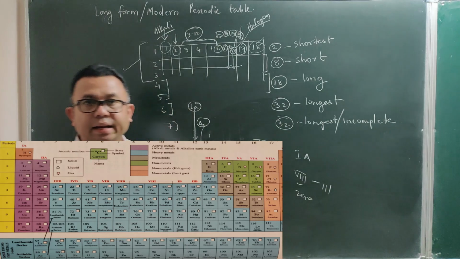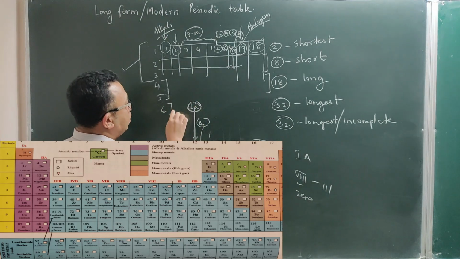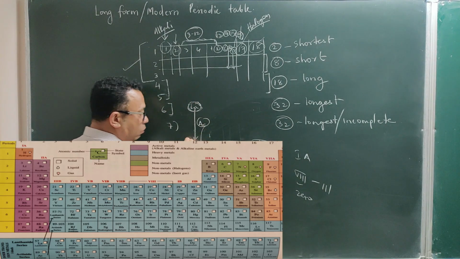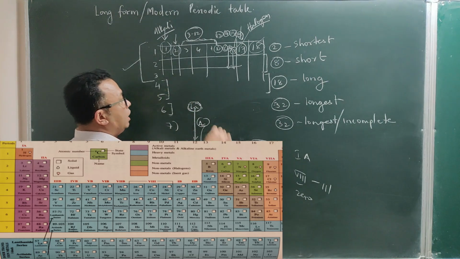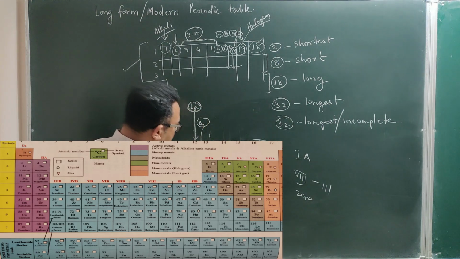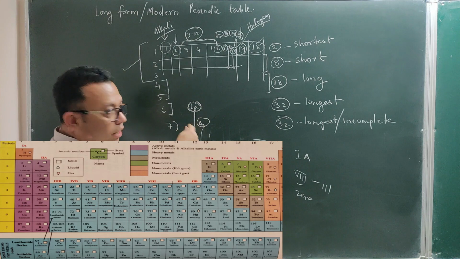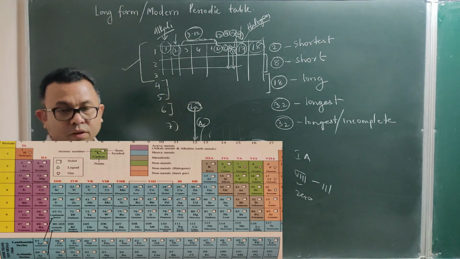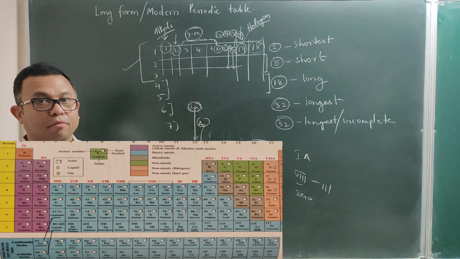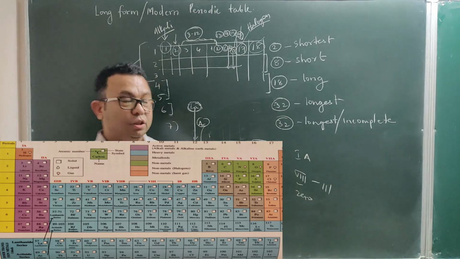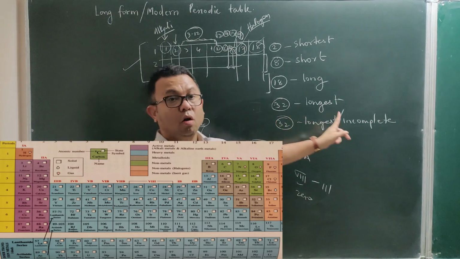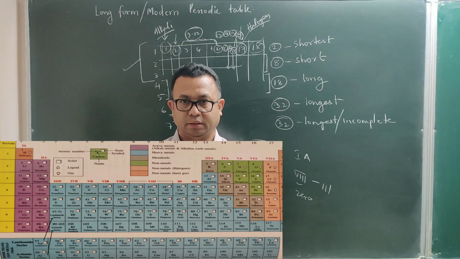in addition to this 18, you'll see the lanthanide series, where one row is added there. If you count all 18 plus this lanthanide series, it cannot be accommodated, that is why we have written it here separately. This collectively will make up altogether 32 elements. That is why this period 6 is called the longest period.